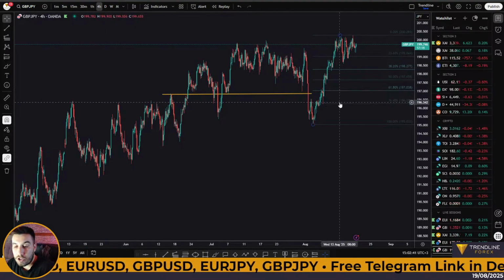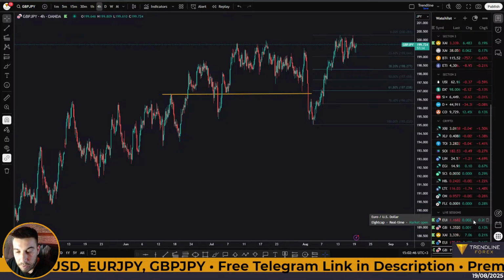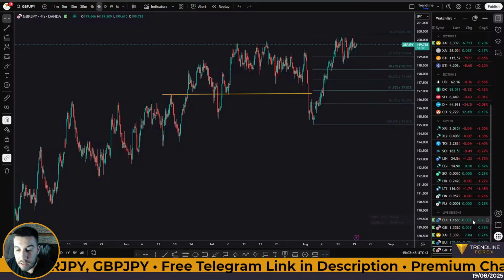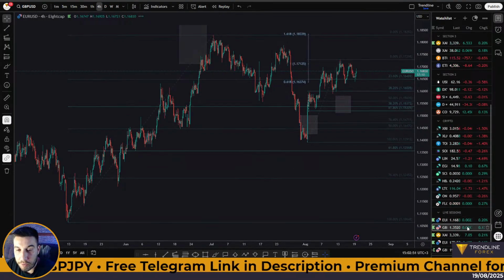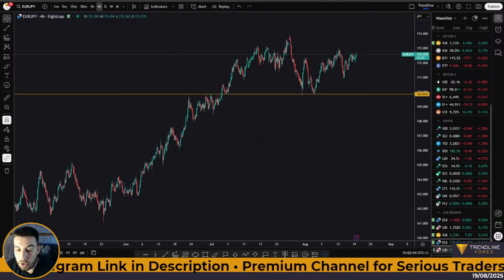Now, I usually look at those instruments only during the live sessions, but this time it actually is like that. The best entries are going to be on euro dollar, pound dollar, on gold, and on euro yen and pound yen.